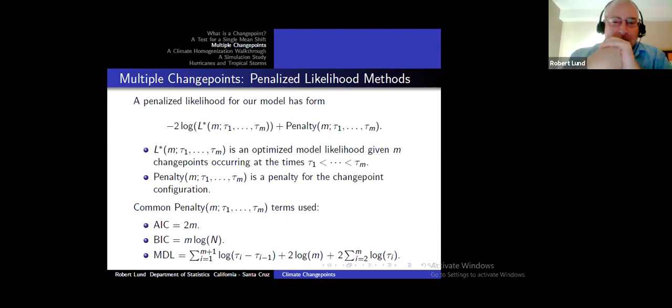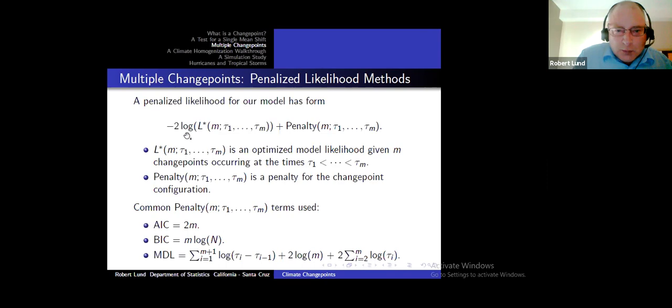So this slide is my technical slide on how to do things, but I'm going to try to be intuitive here. Statisticians, we fit models. Good fitting models are more likely. The better fitting models have a bigger likelihood. The more parameters that are in a model, the better the model fits, subject to one being a subset of the other. So the more parameters, the higher the log likelihood, the smaller the minus two log likelihood gets.